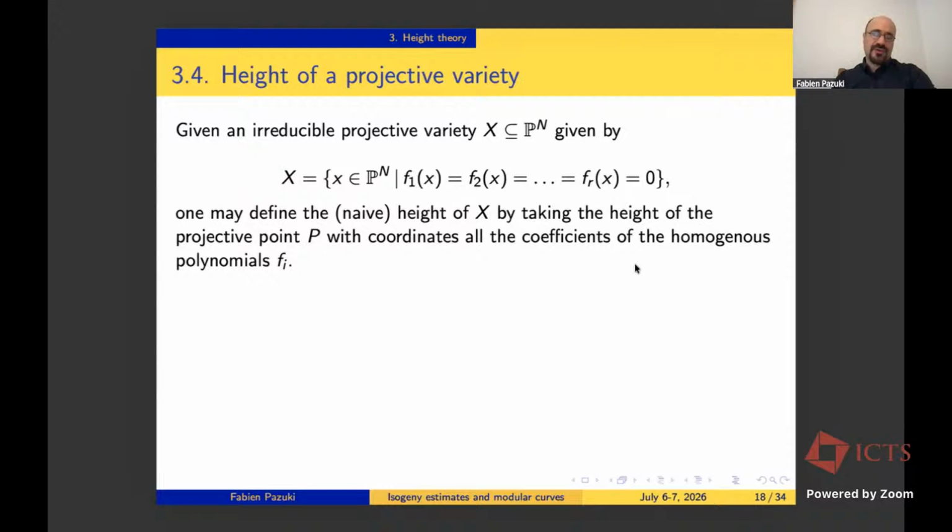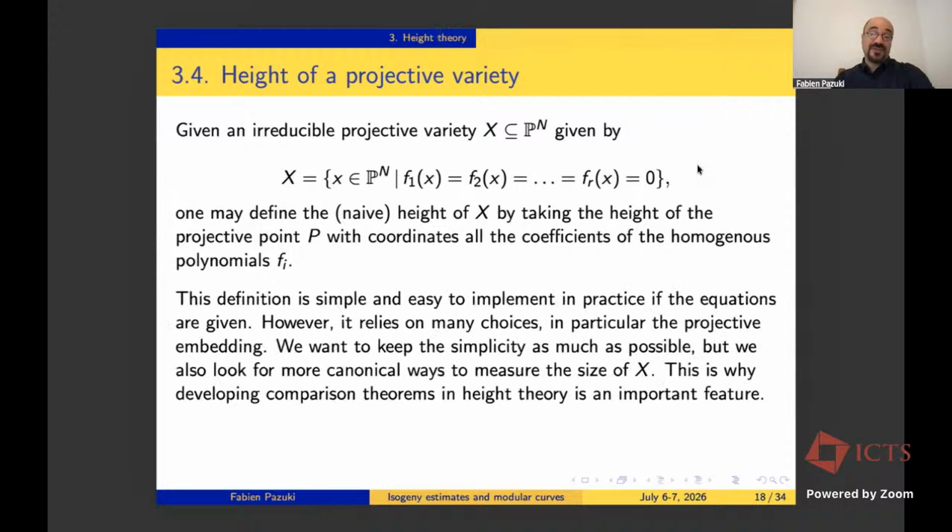And now we have a big vector in a way, and we can take the height in the previous sense. So you see, we can use what we've developed for easier objects to now try to define a height for something slightly more complicated, as long as we have a bit of data as given at the beginning. So okay, this is possible. Of course, it's very simple, and it's rather easy to implement in practice.